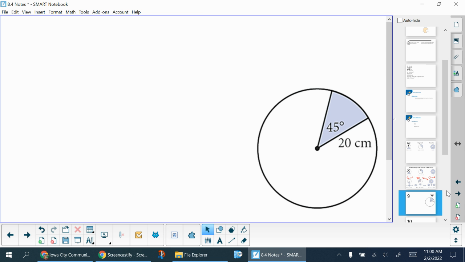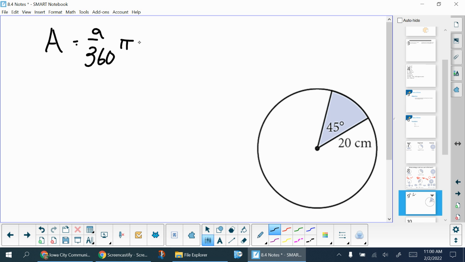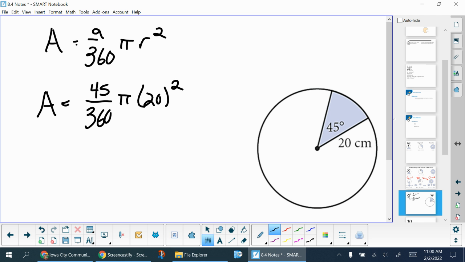So first one we've got here is a sector. We've got 45 degrees, 20 centimeters for the radius. And so I'll go ahead and write down the formula. We've got a over 360 times pi times r squared. I'll plug in what I know, 45 over 360 times pi times 20 squared.